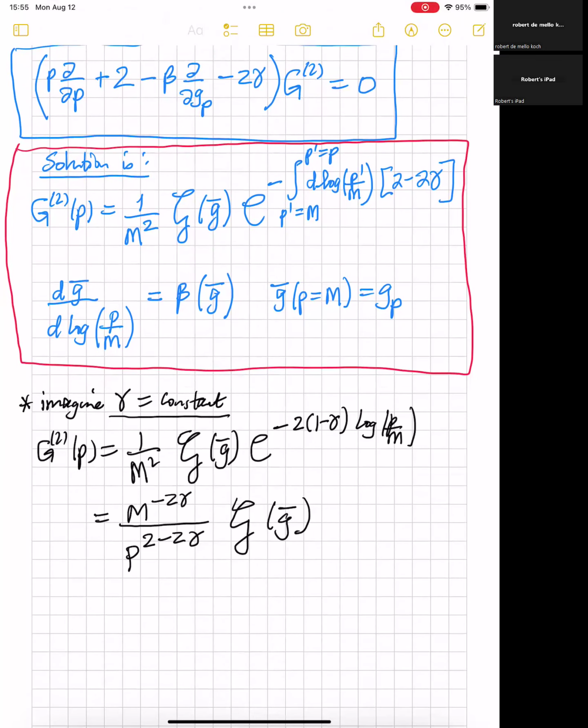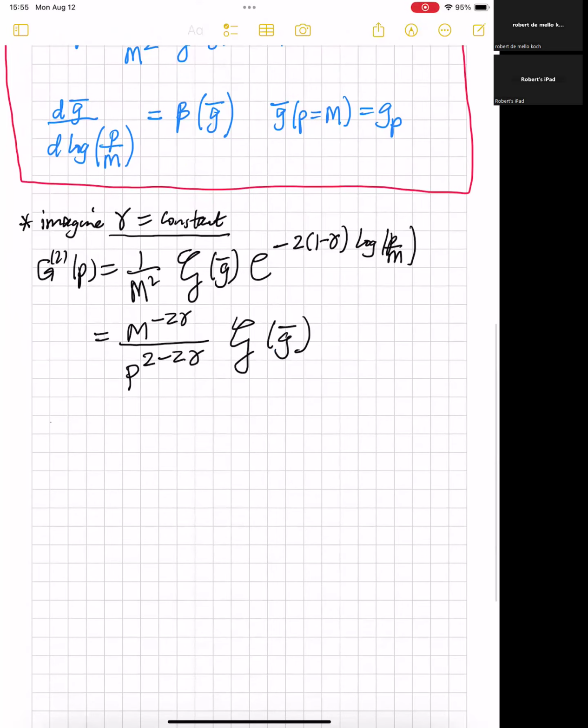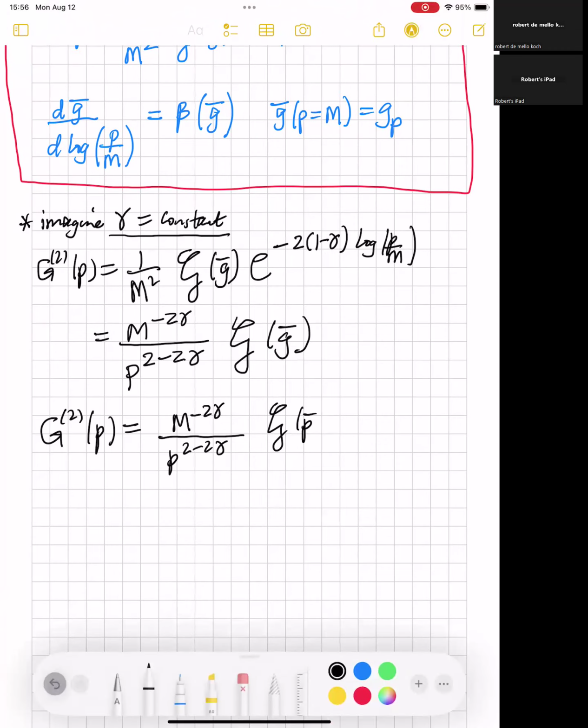So let's try to interpret this a little bit. It's a rather interesting result. So this is m to the minus 2 gamma over p to the 2 minus 2 gamma, times curly G of G bar. Right? Let's just correct that.